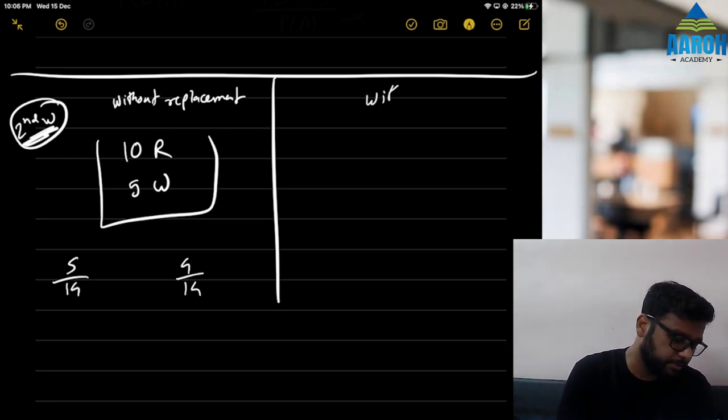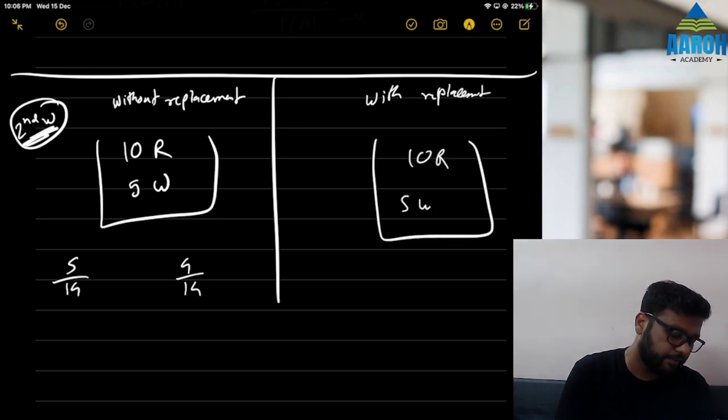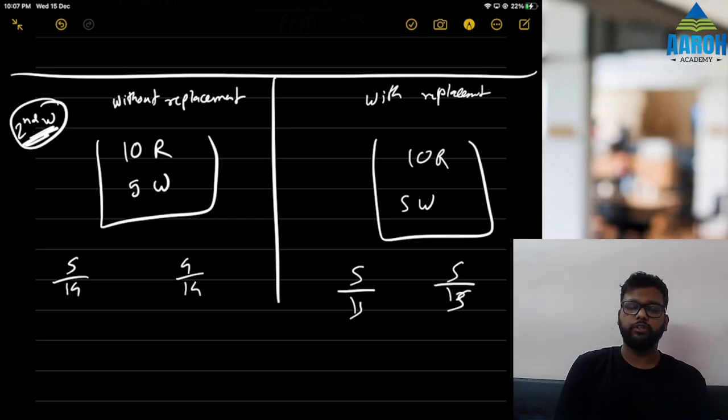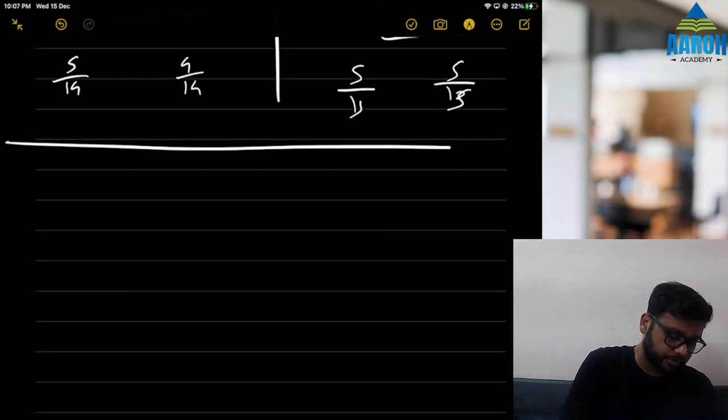If this is with replacement, then what will happen? They are independent. Correct, 5 by 15. Always it will be 5 by 15 in both cases, because it does not matter what the first ball is. Good.